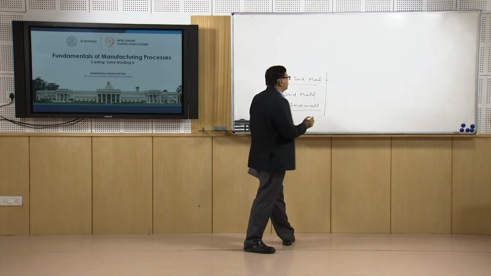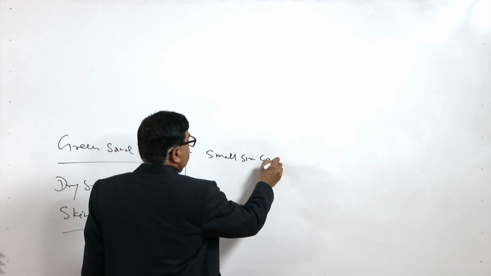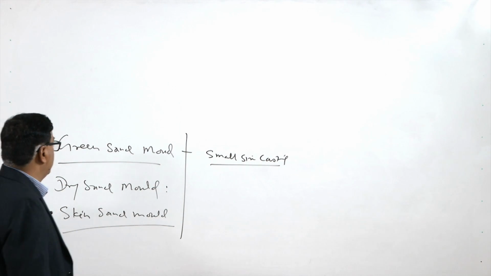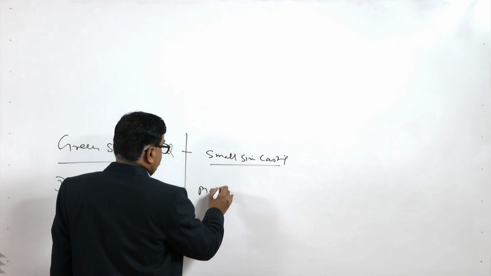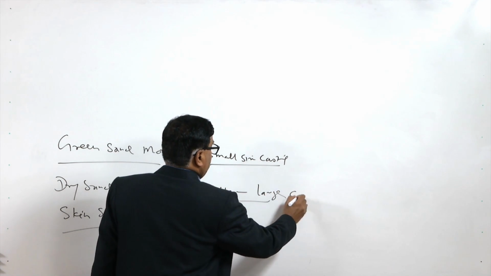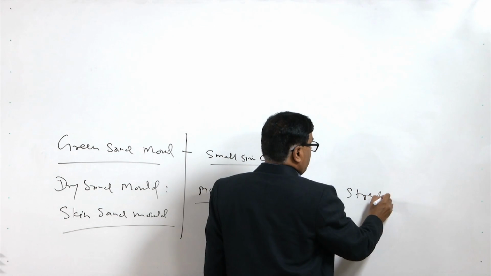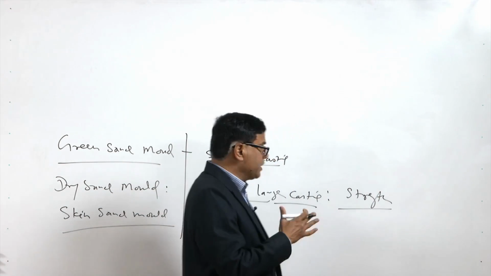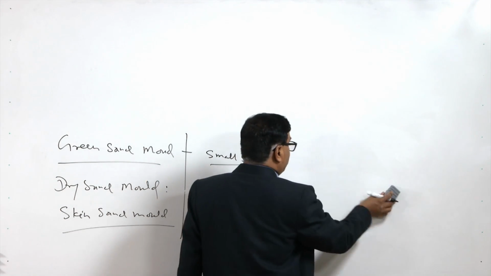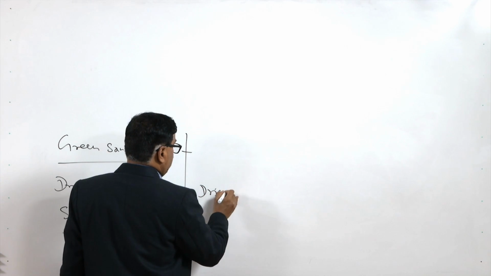But this is especially good for the small size castings, where even somewhat poor strength can sustain the shape of the mold. In case of the middle to the large size castings, it is necessary that strength is crucial in order to retain the size and shape of the mold. So, for that purpose, it is required that whatever mold has been prepared is properly dried.